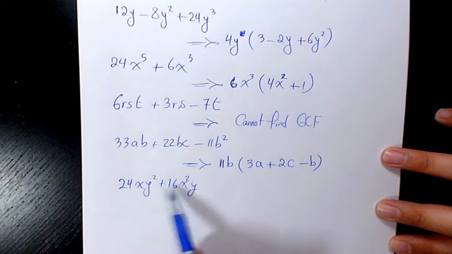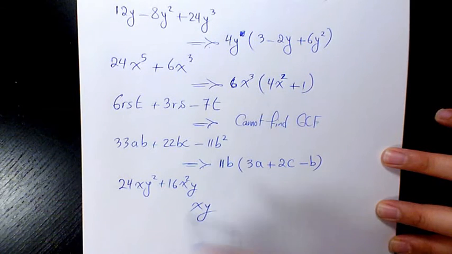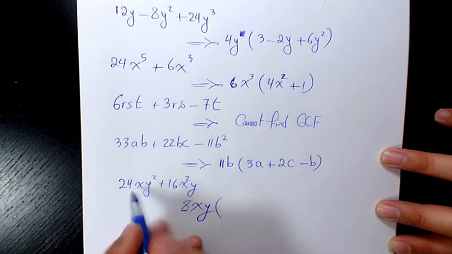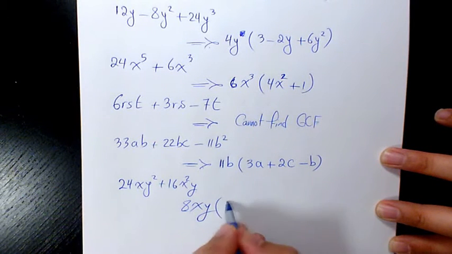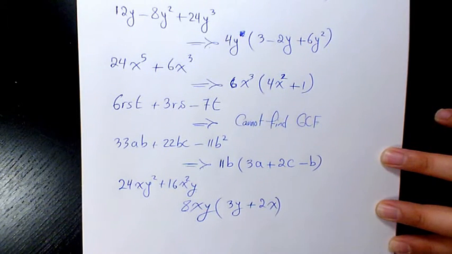Now here we have x and x squared, so I can factor x. Y and y squared, I can factor y. 16 and 24, the GCF for 16 and 24 is 8. So 24xy squared divided by 8xy is going to be 3y. And here we have 2x.